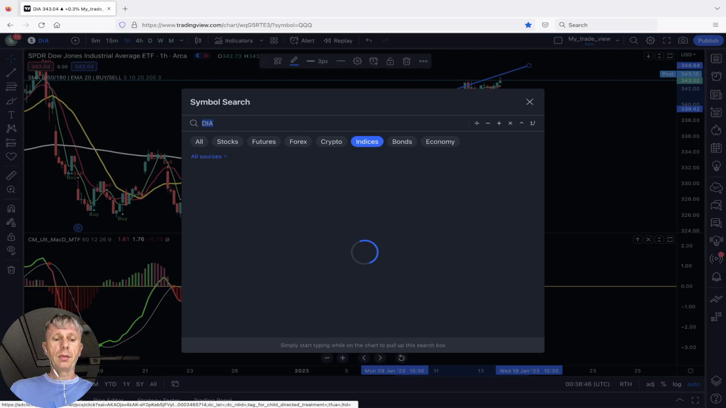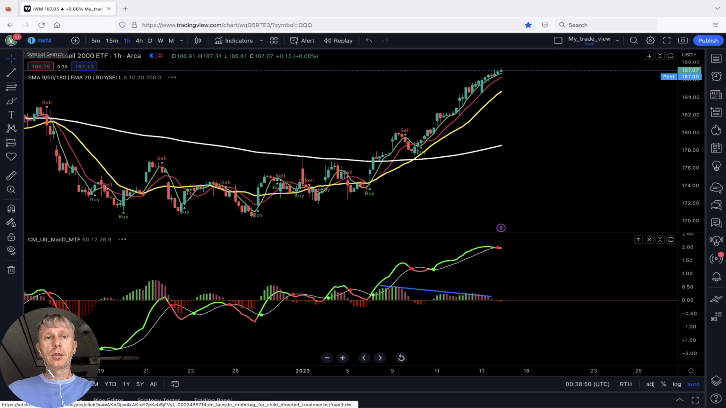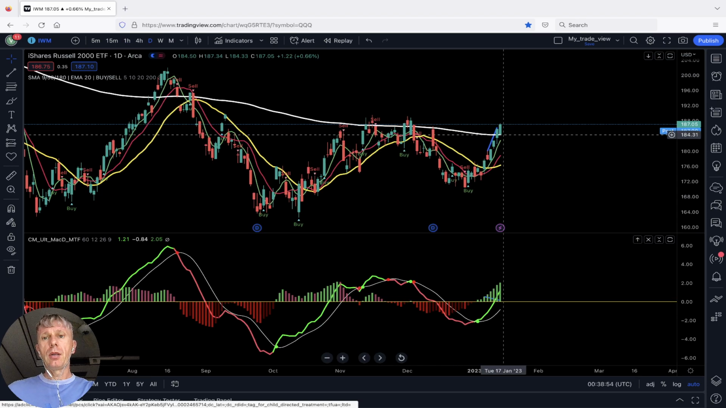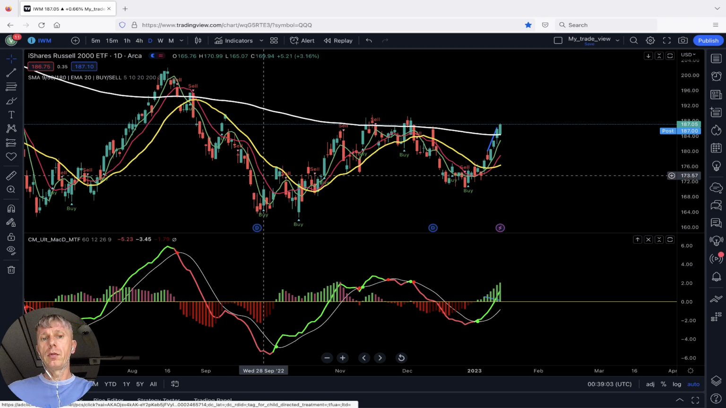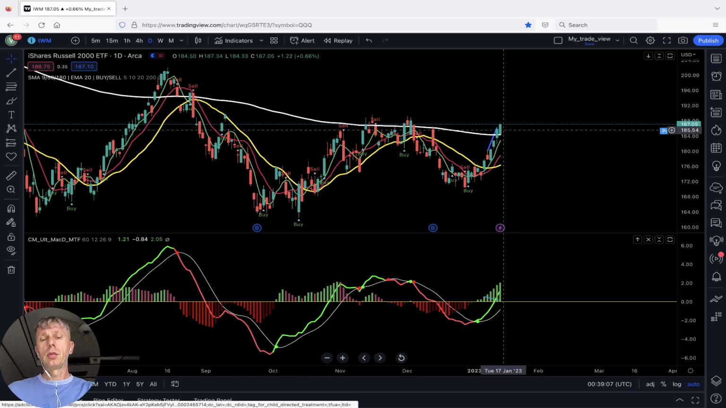Let's move to IWM, Russell 2000, on daily. It closed above MA 200. Bullish trend. It's far from MA 20. And remember, when it's far from MA 20, it always wants to connect to MA 20. In this case, it will also connect to MA 20.